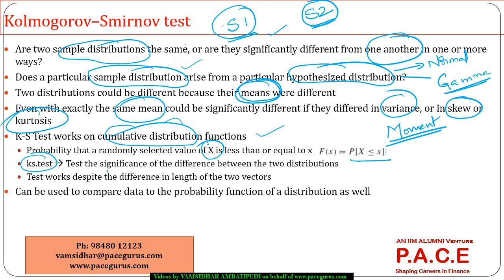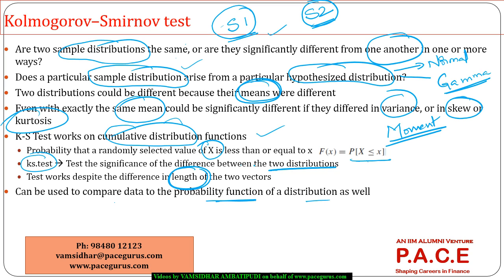I can use ks.test, wherein I am testing the significance of the difference between two distributions. I am not looking at just the mean or just the variance. I am looking at the entire distribution of both the data sets. So even if the lengths of the two vectors are different, it is not a problem. It will work on both the data sets. The lengths of the data sets need not be equal to apply the Kolmogorov-Smirnov test. And it can also be used to compare the data to the probability function of a distribution.